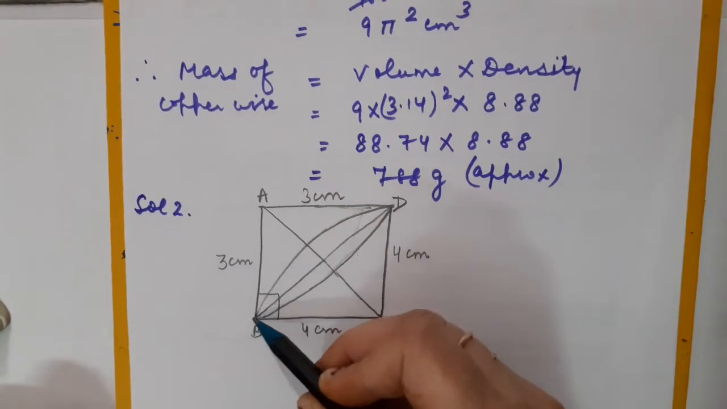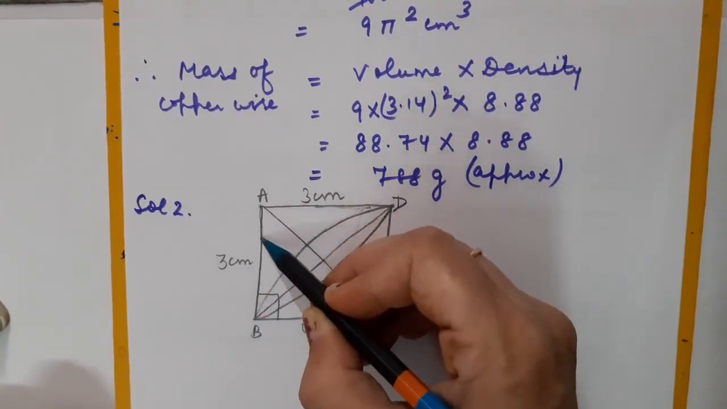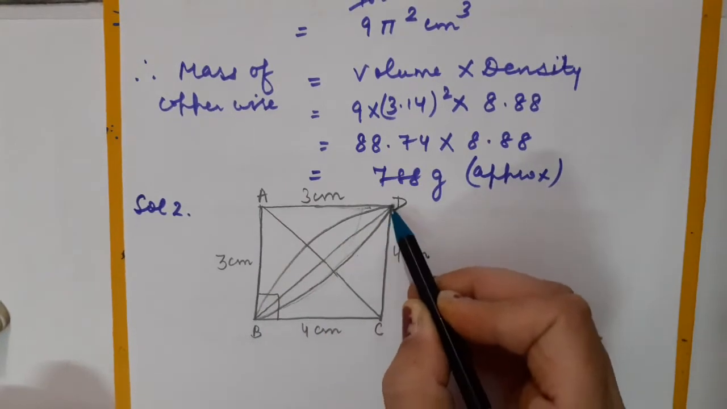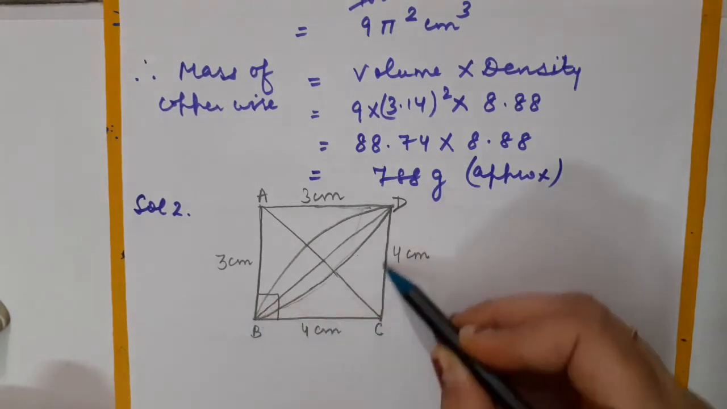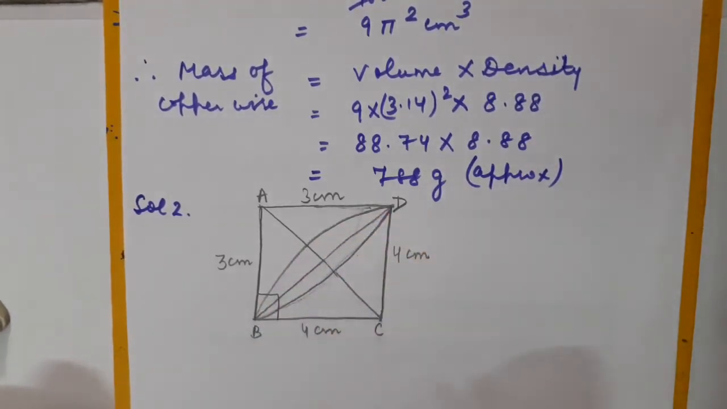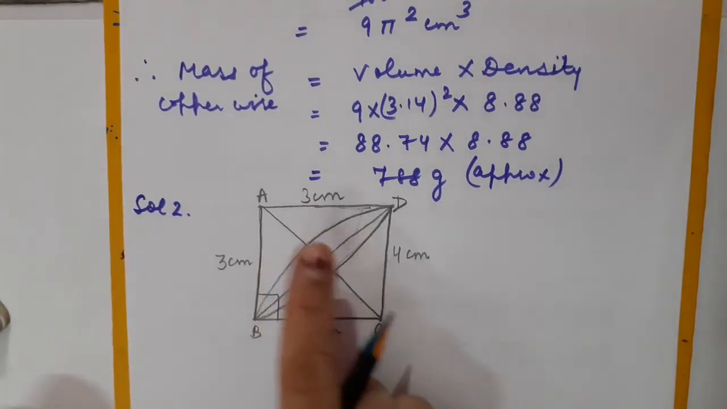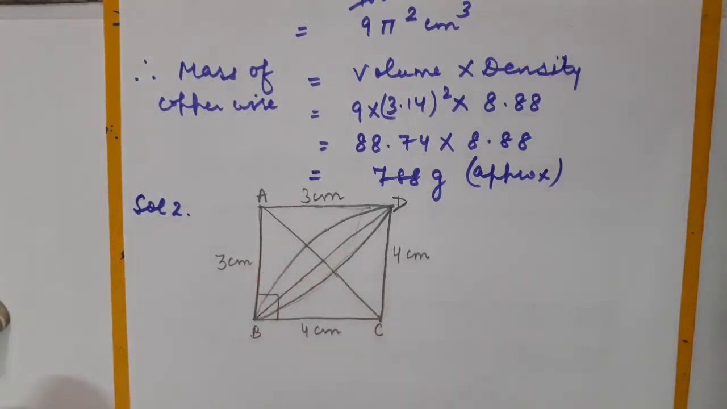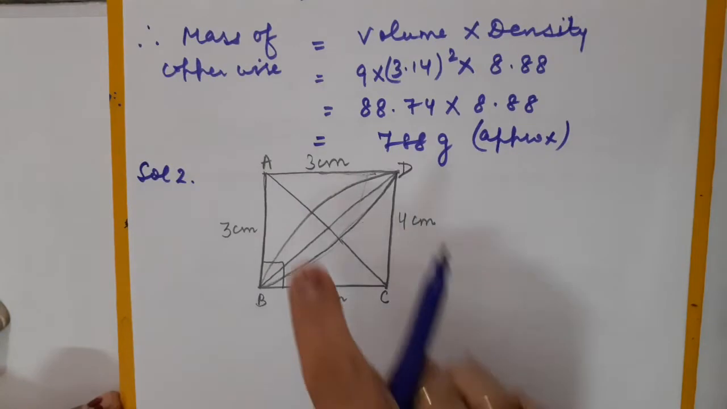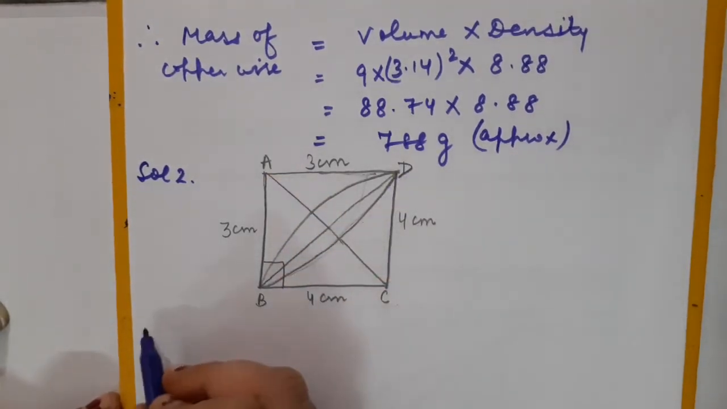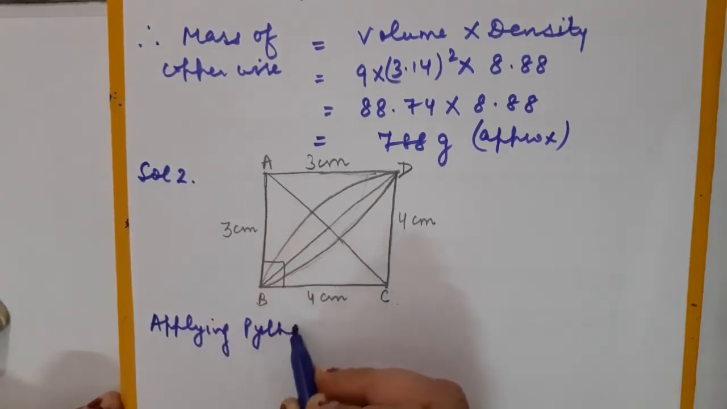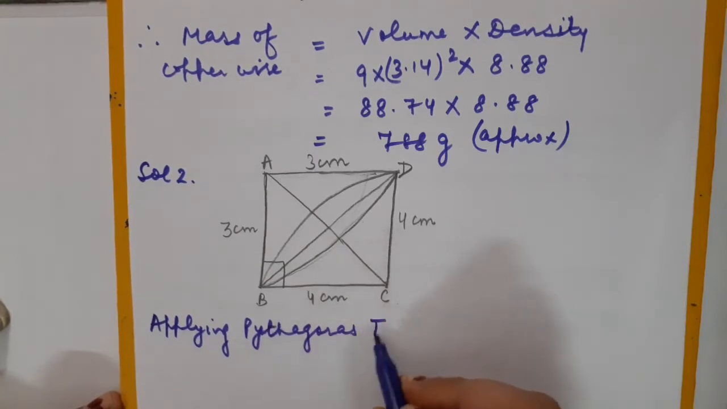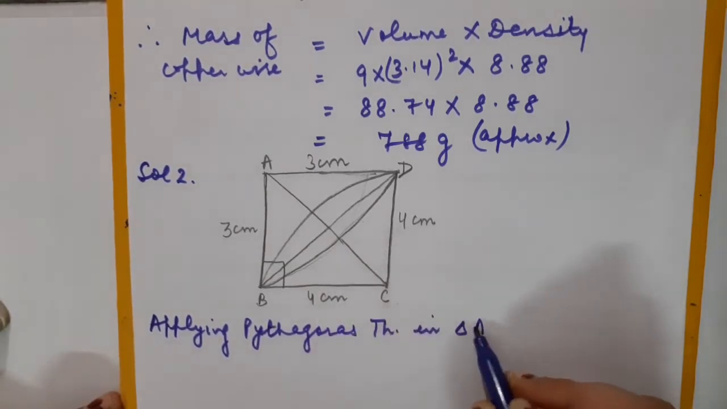So children, you can see that ABD, this part, if I darken it, this part has become one cone, and another is BCD, this region has become another cone. Correct? So there are two cones formed and we are supposed to calculate the volume as well as the surface area of these double cones formed. So first of all, apply the Pythagoras theorem so that we can calculate the length of the hypotenuse. Applying Pythagoras theorem in triangle ABC.